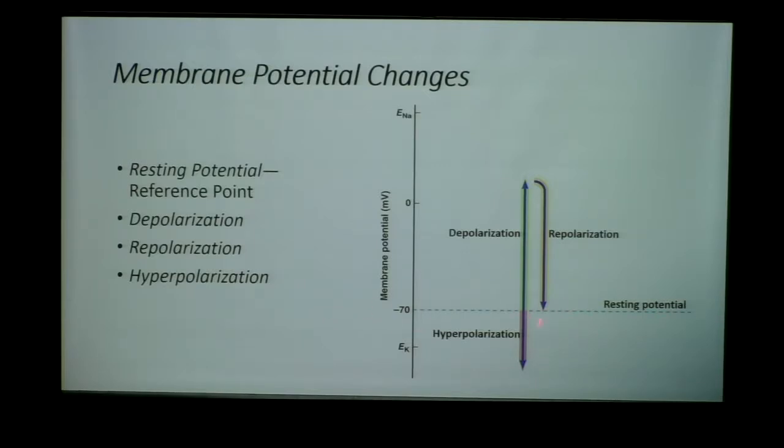And there are hyperpolarizing events. Very important to associate these terms with the direction of change of the membrane potential. So positive changes of the membrane potential are depolarizing or excitable events. Negative changes of the membrane potential are repolarizing events. And then changes that exceed the resting membrane potential, in terms of being more negative than the resting membrane potential, are hyperpolarizing events. Okay, hyperpolarizing events.